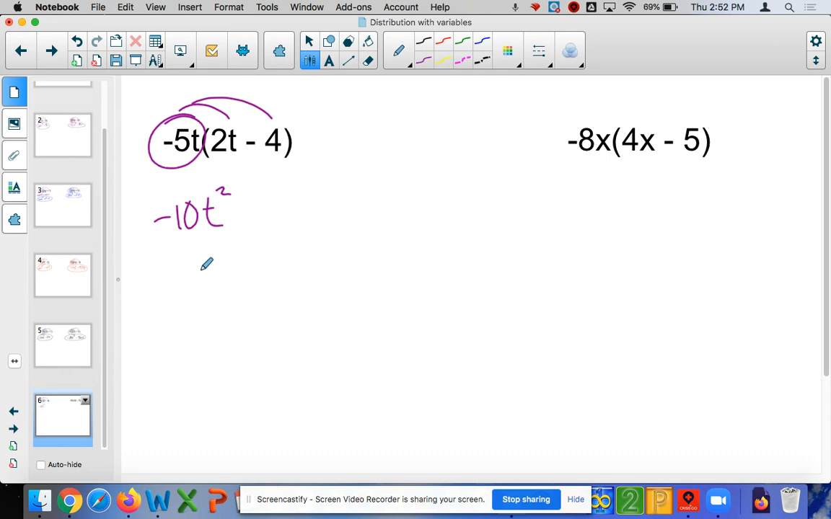Take negative 5, this time times negative 4. Negative times a negative is a positive number. So negative 5 times negative 4 is positive 20. Now how many t's are with that 20? Just 1. And there we go. That's the answer. Last problem. We're there. Negative 8x times 4x minus 5.